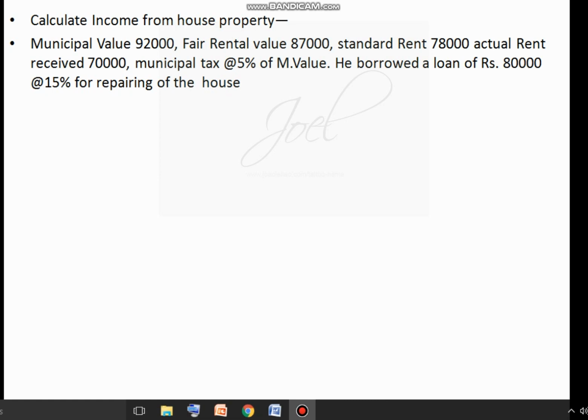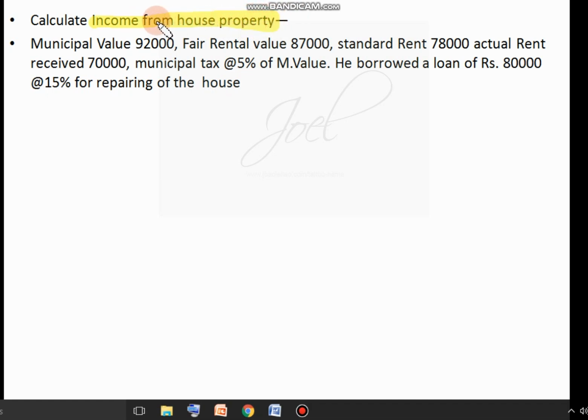These types of problems you can expect for Section C, but there will be more than one house. Normally 3-4 houses will be there in a Section C house property problem. As I told, what is asked, that we'll find out first. We have to calculate income from house property.